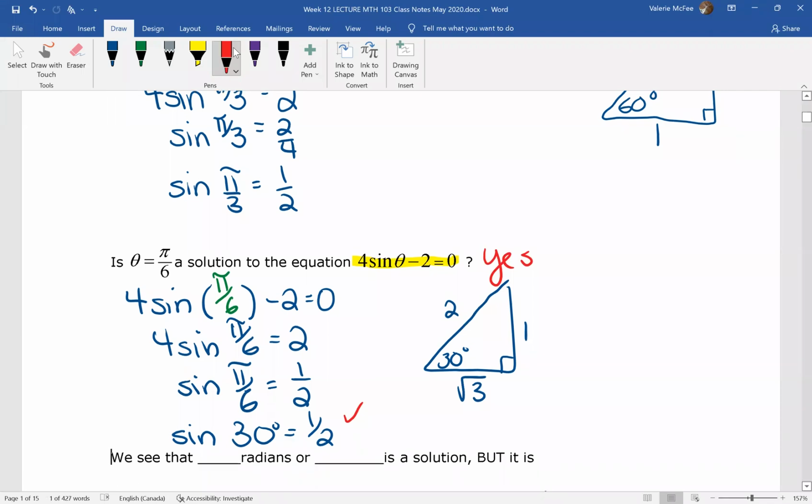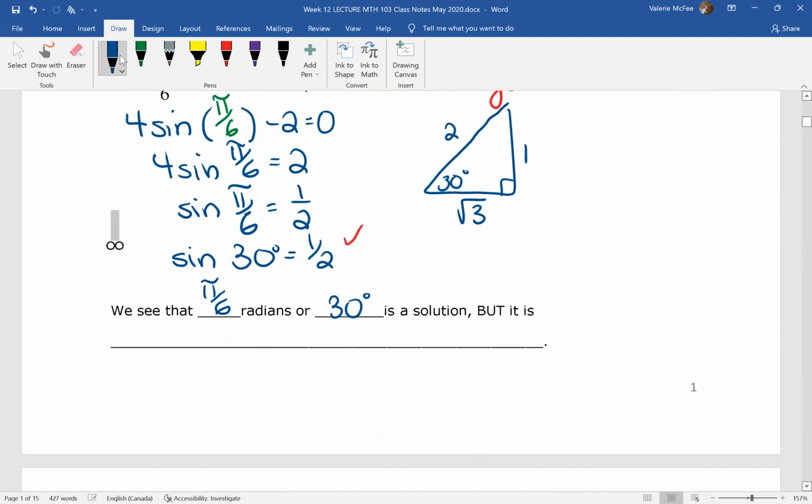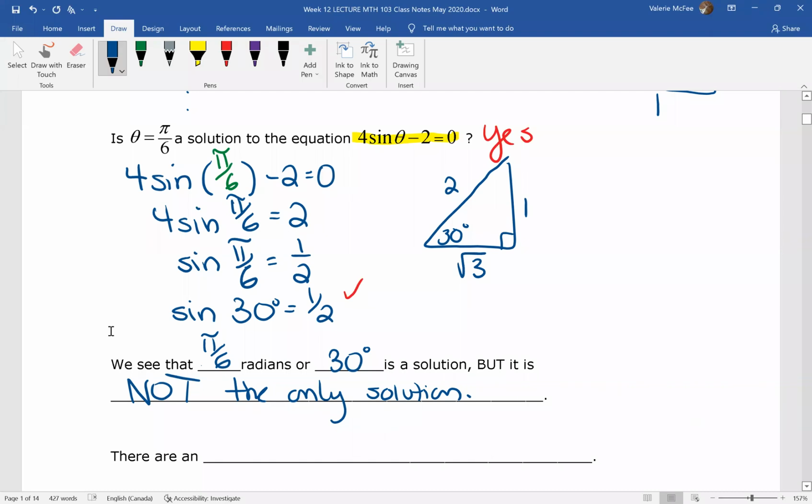So we can see then that pi by 6 radians, or 30 degrees, is a solution. But it's important to know that this is not the only solution. In fact, there are an infinite number of solutions.